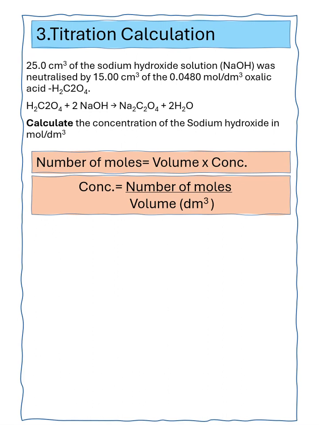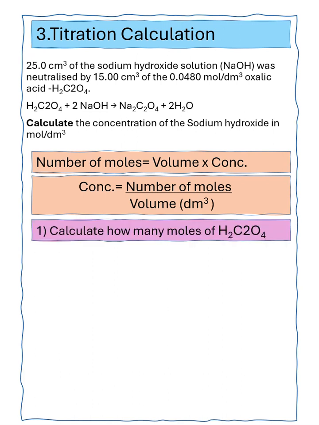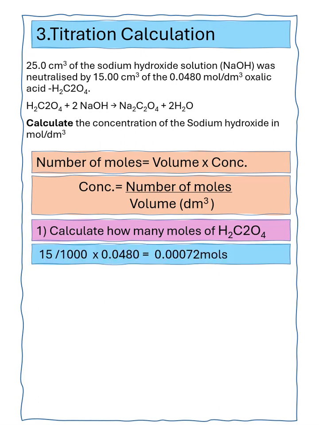We've got two equations to use to do the calculations, and the first thing we're going to do is calculate how many moles of oxalic acid. So we're going to use volume times concentration. We know we've got a volume of 15 centimeters cubed, but we need that in decimeters cubed, and we've got a concentration of 0.048. So we divide 15 by 1,000 to turn the volume into decimeters cubed, multiplied by 0.048, which is the concentration, and that tells us the number of moles of oxalic acid.